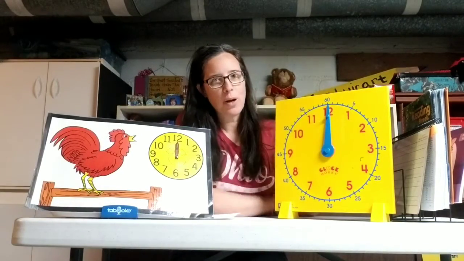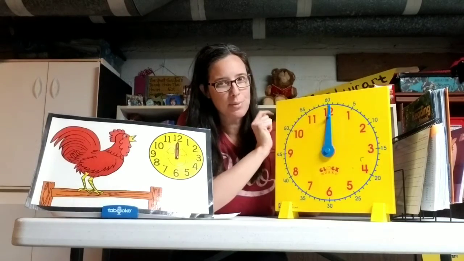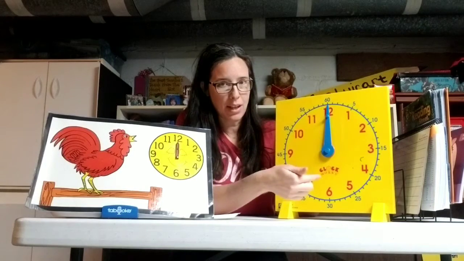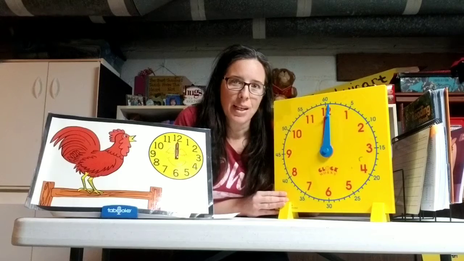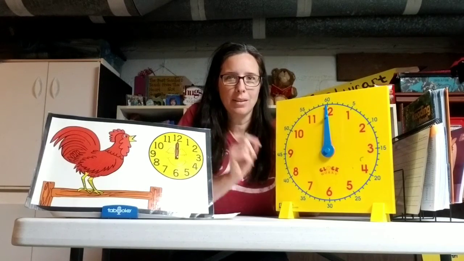So for it to be 12 o'clock, the minute hand has to be on the 12 and the hour hand as well. To move this minute hand around the clock, I would have a minute pass. A minute is 60 seconds. Count with me to 60 so that we can move our minute hand 1 minute.